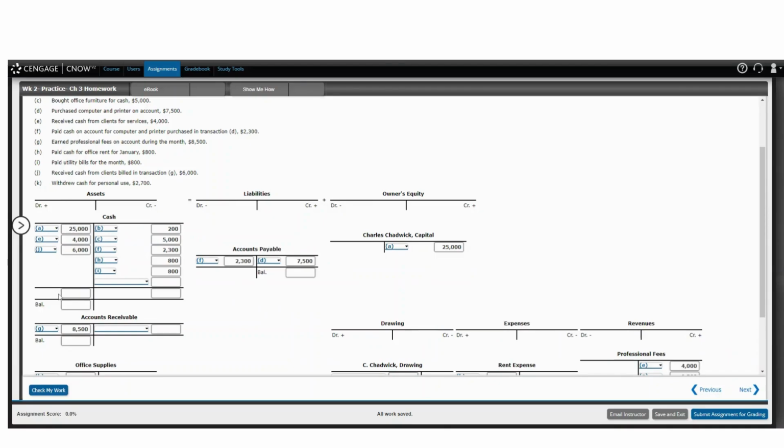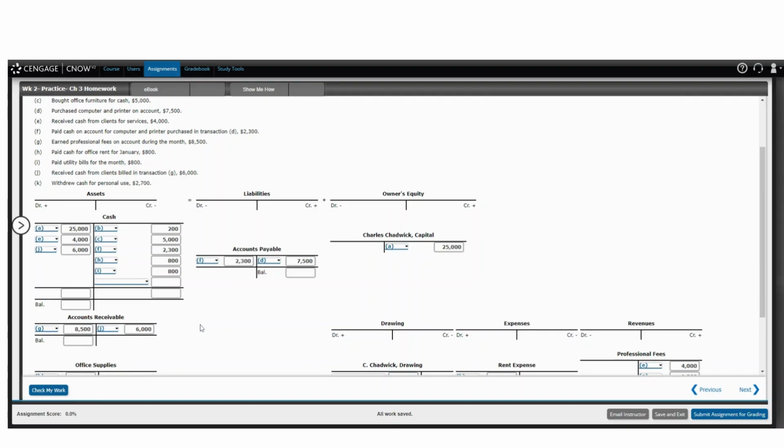And the other account that's affected is the accounts receivable. Okay, they've made a payment, so they don't owe me $8,500 anymore. They're making a payment of $6,000. So I'm going to take $6,000 out of accounts receivable. So I'm going to put J. There we go. J in the amount of $6,000.